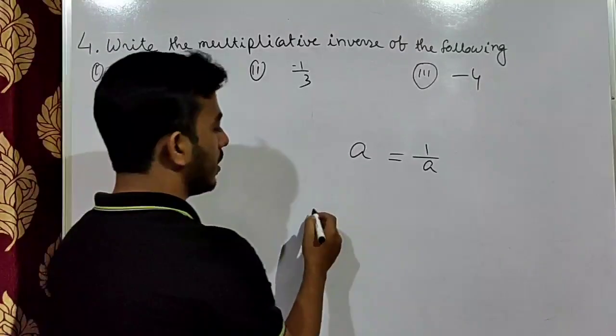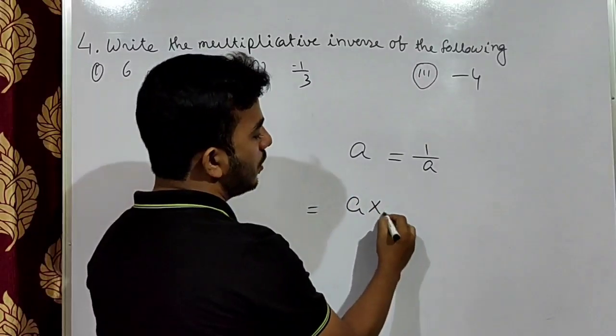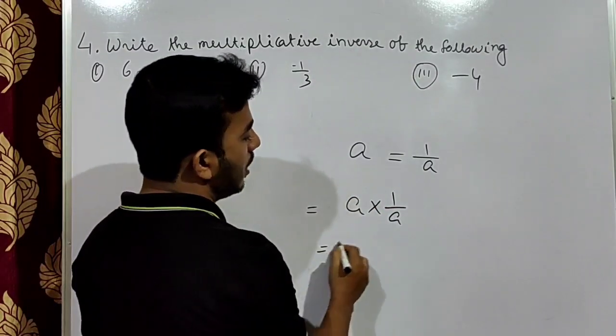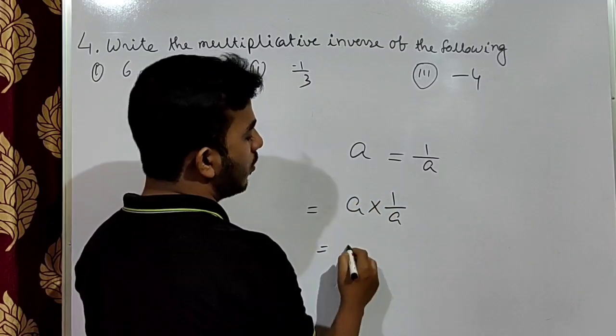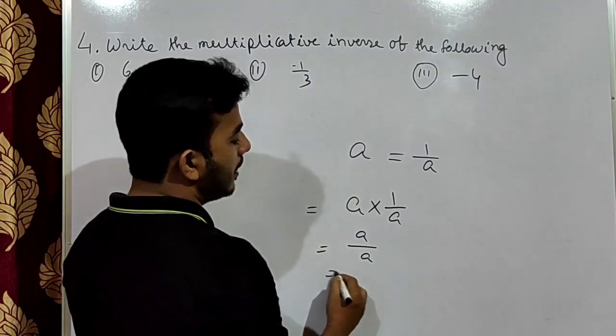For example, let us look here. If we multiply a with its multiplicative inverse, that is 1 by a, numerator into numerator will multiply, right? A divided by a. Now a divided by a is how much? It is 1.